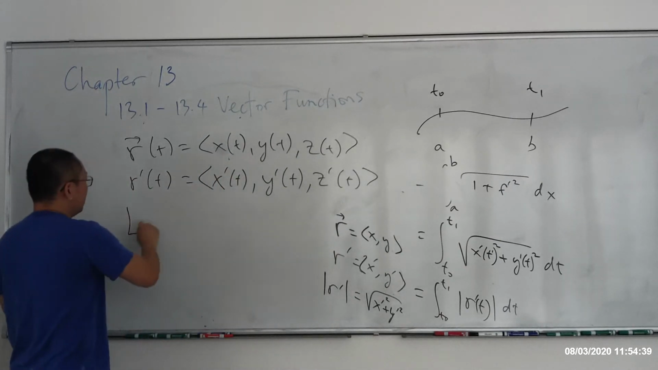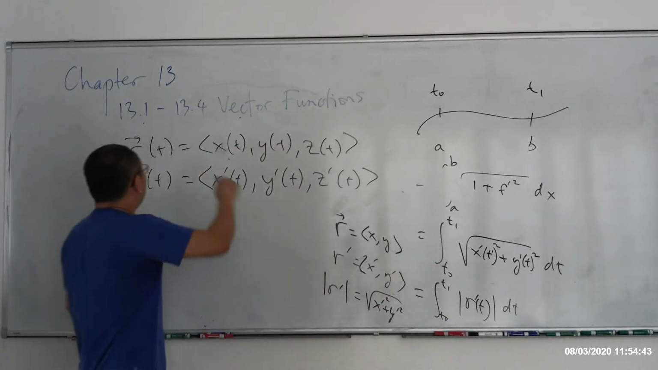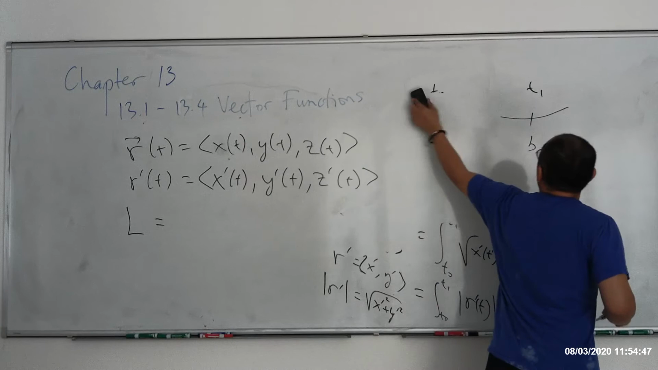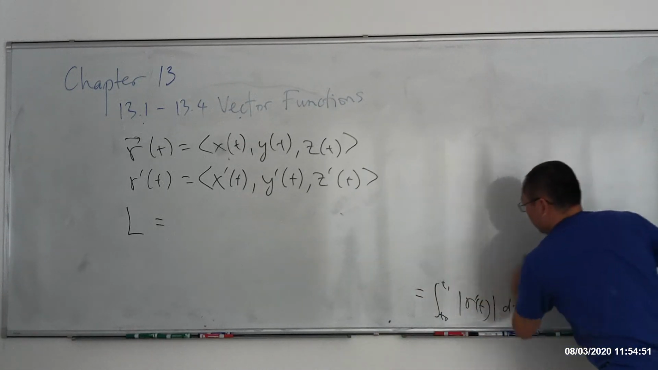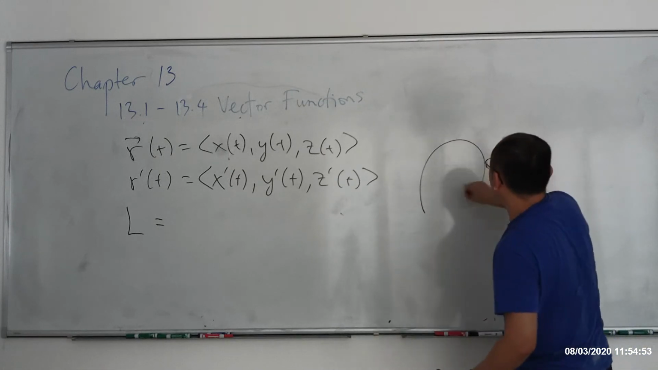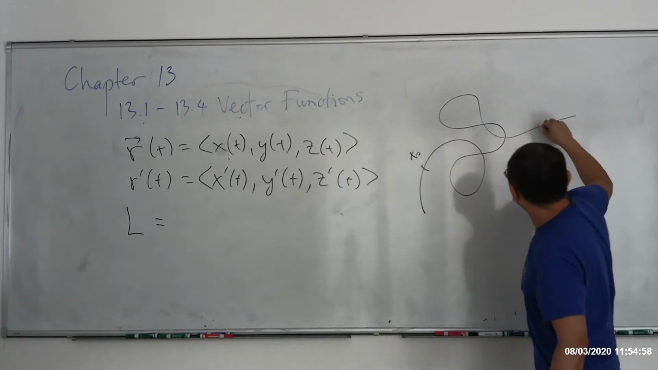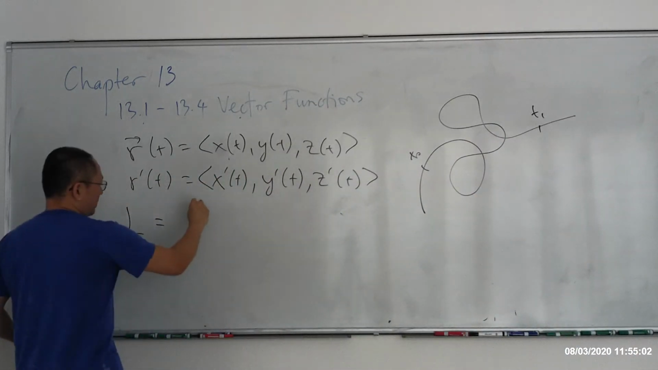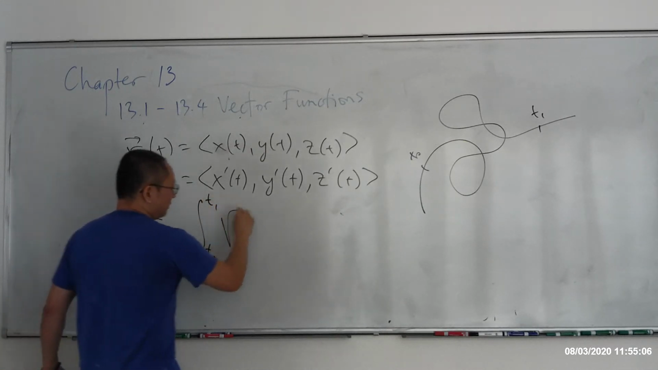The length, when t runs from one point to another point. So you have a curve. I just erased it, so let me rewrite it here. You have a curve in 3D, anything, running from t0 all the way to t1. How do you calculate the arc length? L is the integral from t0 to t1 and square root.